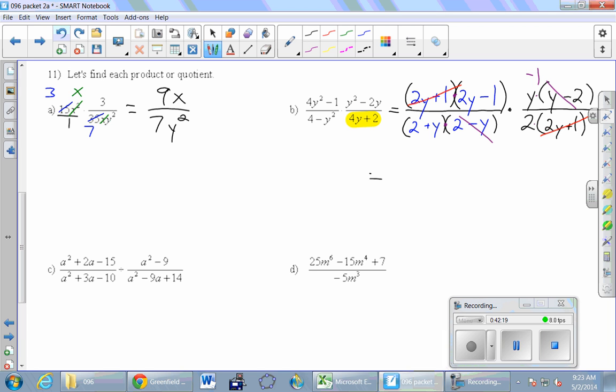And then we're just going to write our answer. So upstairs, 2y minus 1, also y, also a -1, which I'll shuffle to the front. Downstairs, 2 plus y, as well as 2.